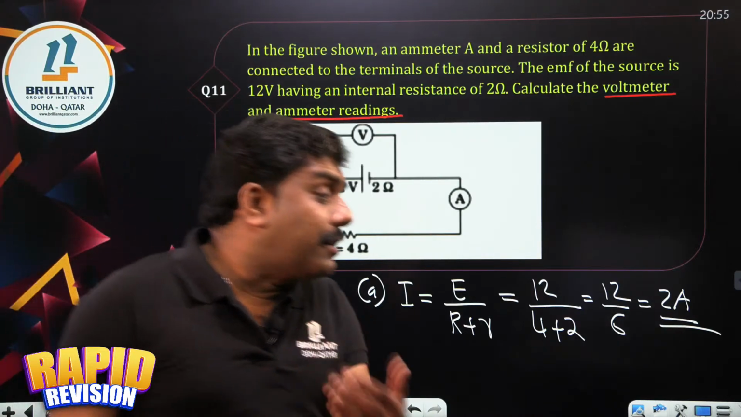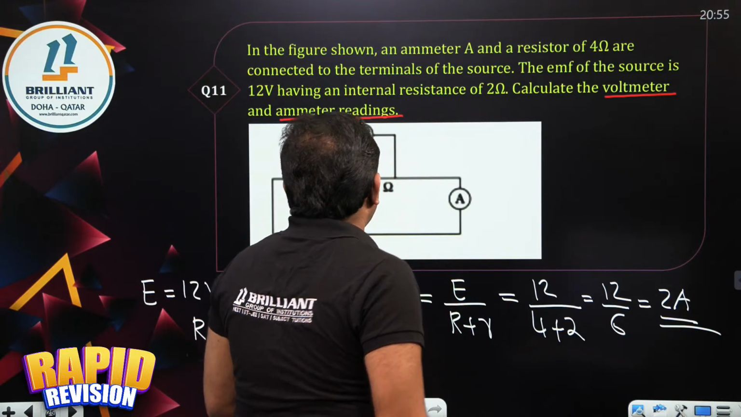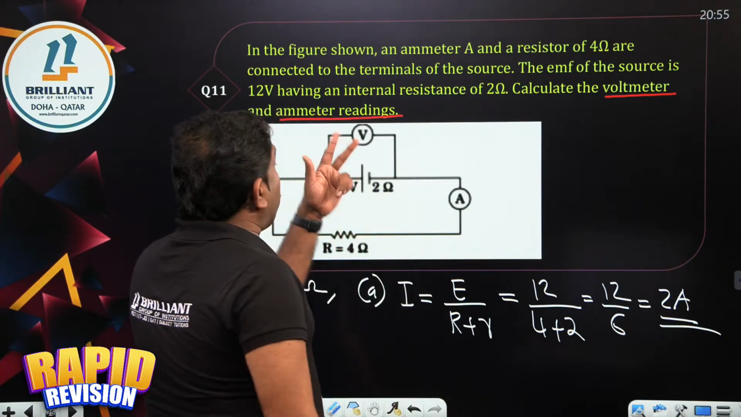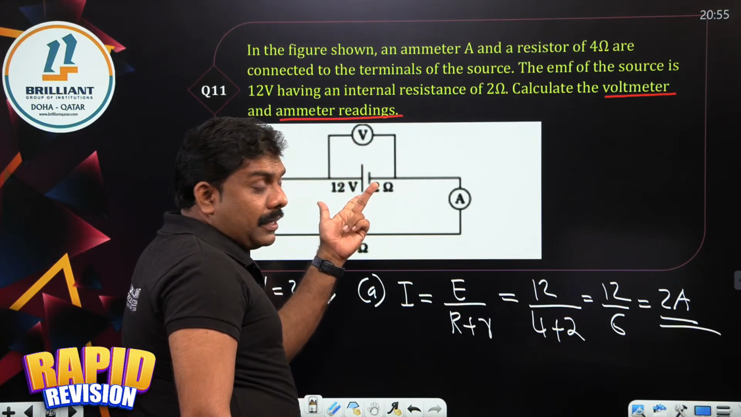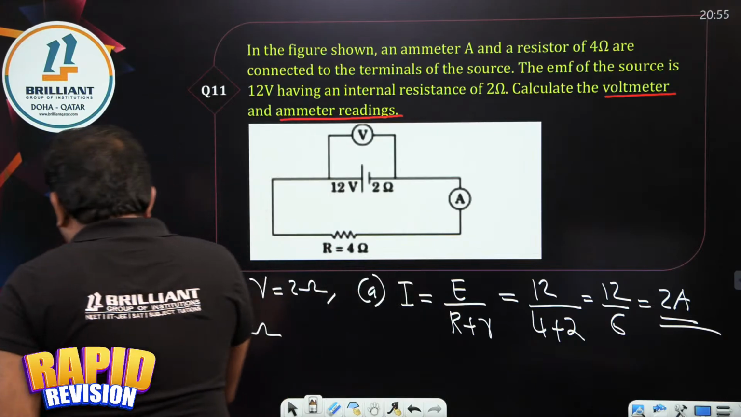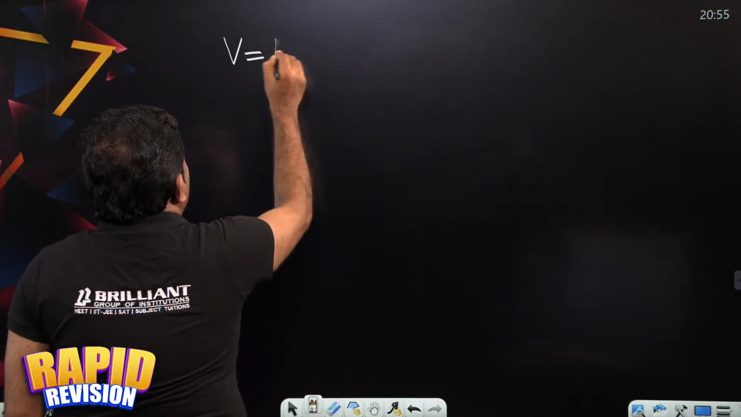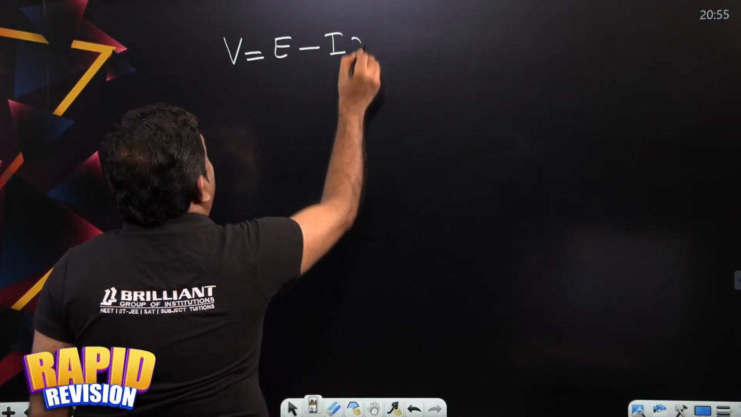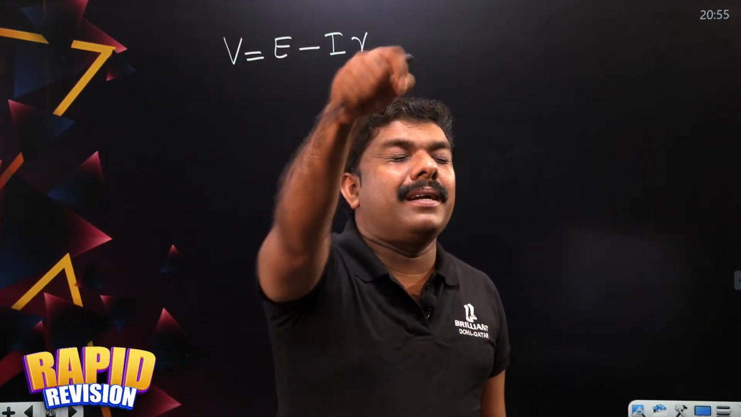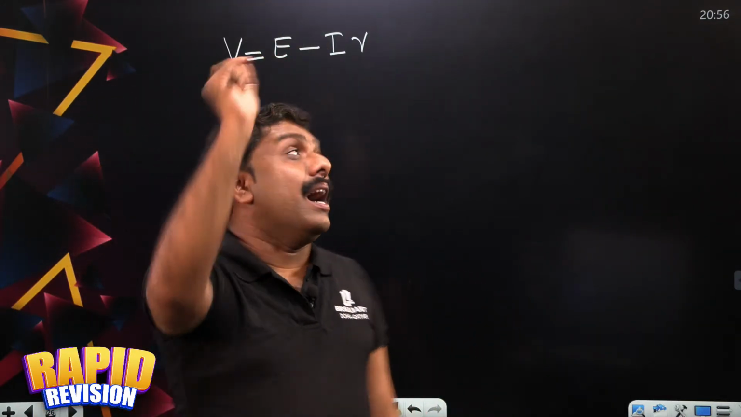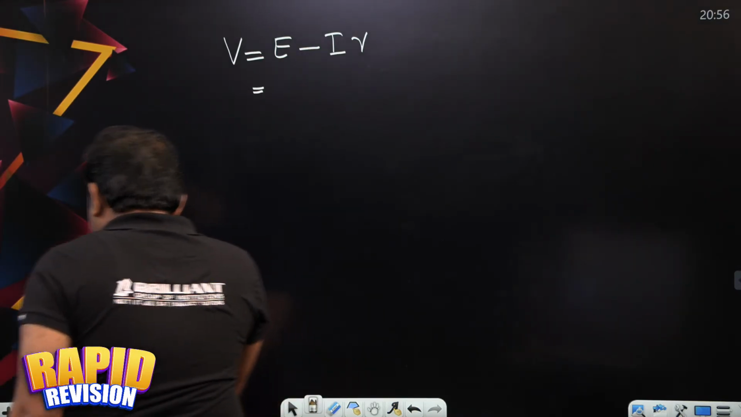Then we can find the voltmeter reading. Voltmeter reading means the potential difference across the cell. It's not 12 volt. How can we find the voltmeter reading? There we have the formula V equal to E minus Ir across the cell. V equal to E minus Ir, potential difference across the cell. So EMF is given in the question. What is the EMF given?